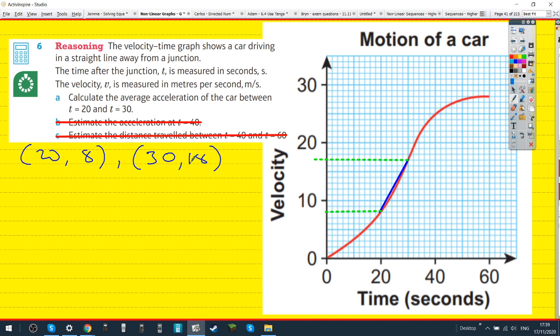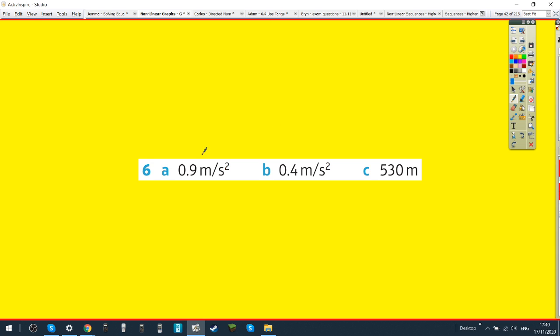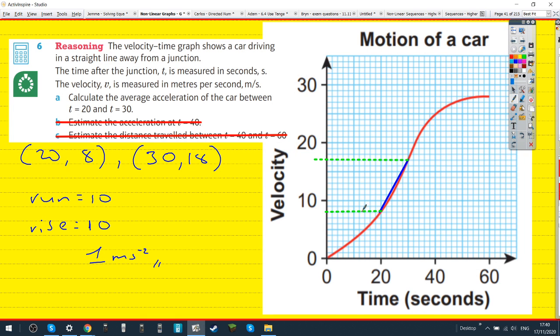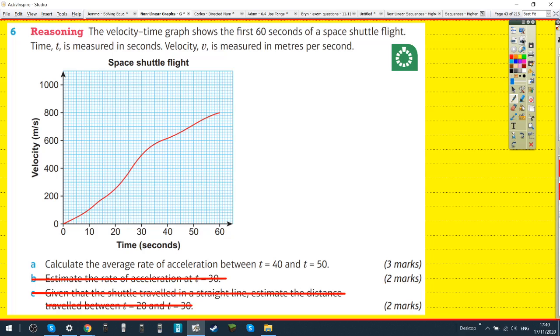And then the run would be 10. And the rise is 10 as well. So it would be 1. And so that's 1 meter per second squared. 0.9. So yeah, we're very close. So it looked like it to me. It's difficult to tell.